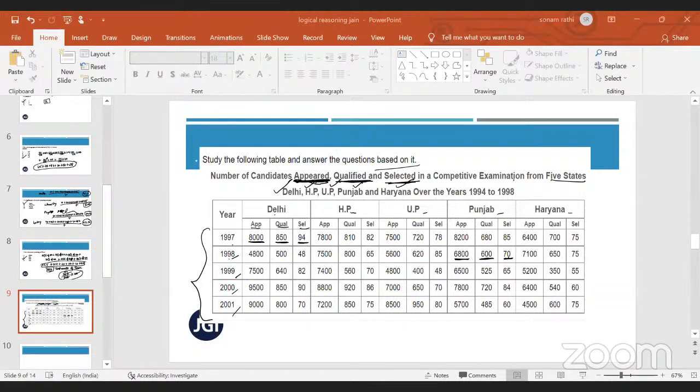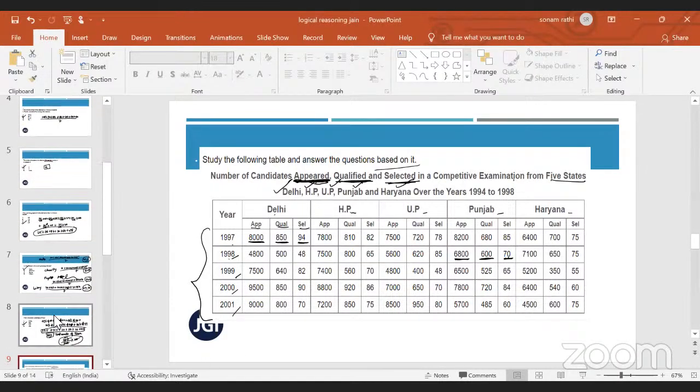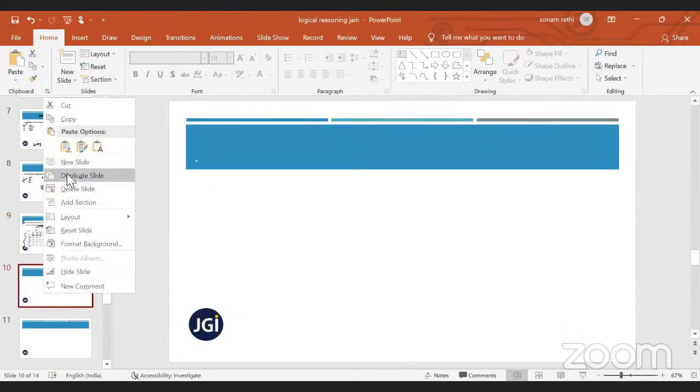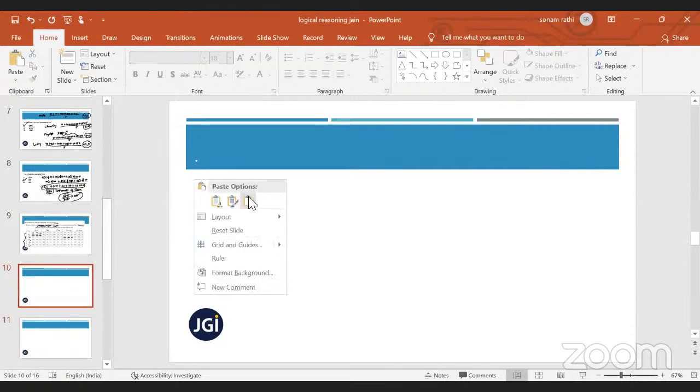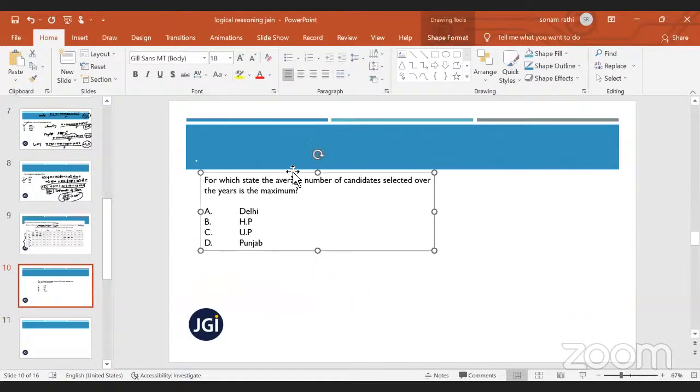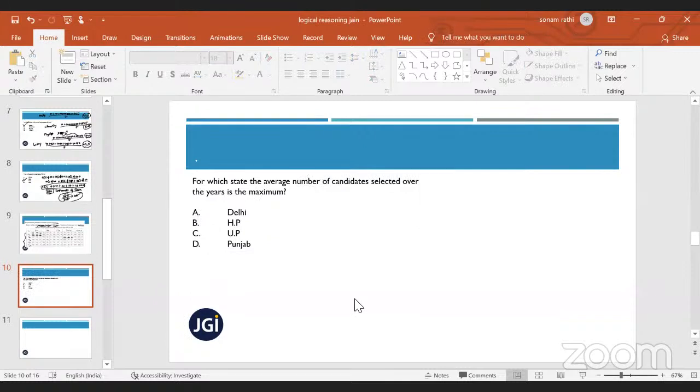So question number 1. For which state is the average number of candidates selected over the years maximum? So it means for Delhi, you have to add all the selected. For HP, you have to add all the selected. For UP, you have to add all the selected, and so on.